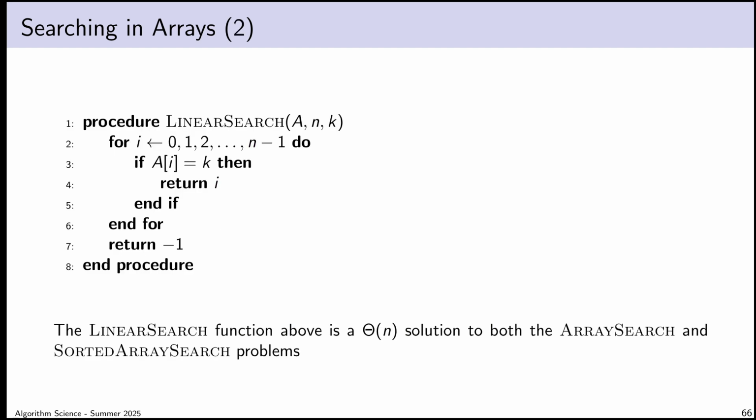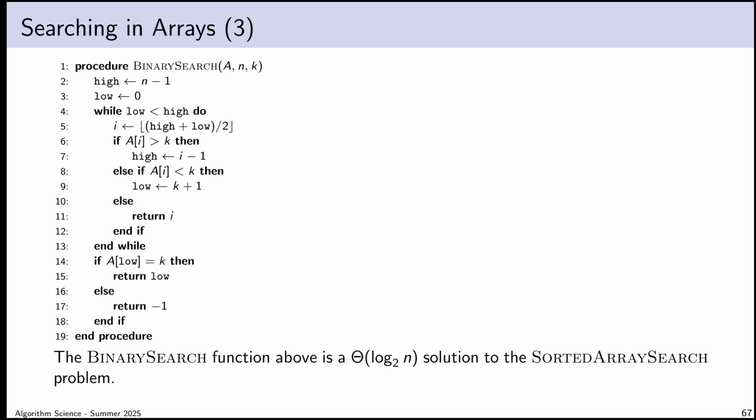First, this function, the linear search algorithm, solves the array search and sorted array search problems. It just looks at every single index and tests whether that index contains the value k. And if it doesn't, and we get all the way down here, then we return -1. And this is linear time. Okay, great. So we have a solution, and it's always better to come up with some solution before we worry about trying to make our solution faster.